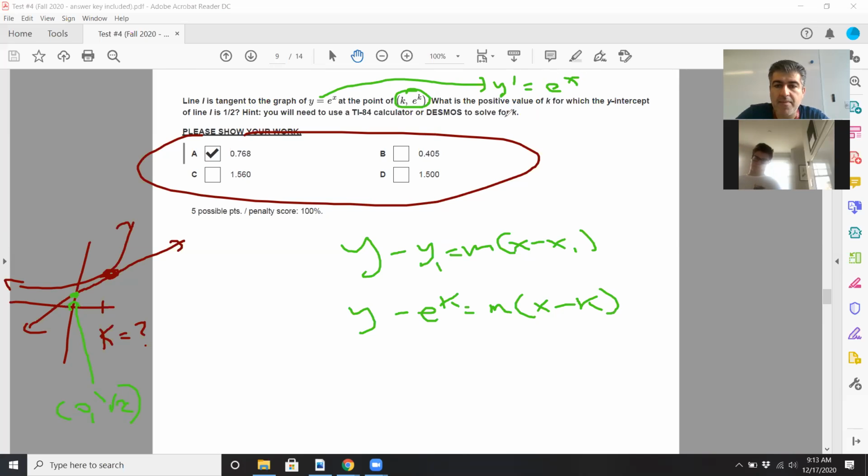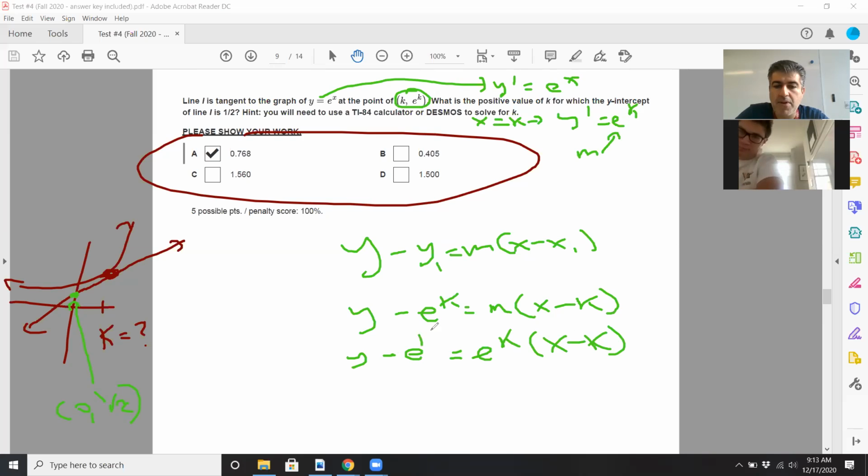And if I plug in x equals k into my derivative, it's going to be e to the k. That's going to be your m value. So e to the k times (x minus k). Now it's a little confusing, but here's the deal. You're trying to solve for k, right? You know another point on the line, (0, 1/2). Plug 1/2 for y, and there you're home free. And 0 for x, of course.